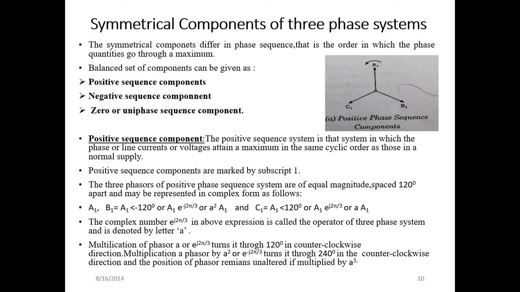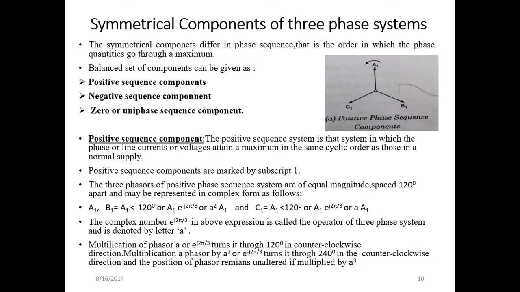That is, A1 is the positive sequence component for A phase. B1 is the positive sequence component of B phase. And what is the relation between A1 and B1? B1 is equal to A1 at an angle of minus 120 degree. Or it is also represented as capital A1 e raised to minus j2 pi by 3, or small a square A1. And C1, that is the positive sequence component of the phase C, has the relation with A1 as C1 is equal to A1 at an angle of 120 degree, or A1 e raised to j2 pi by 3, or small a A1.